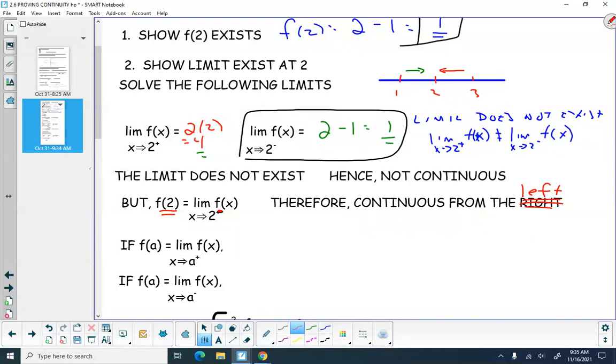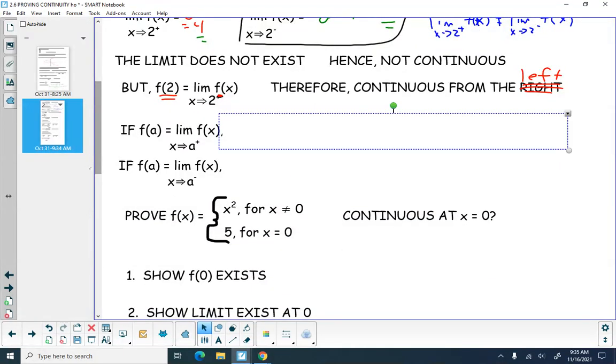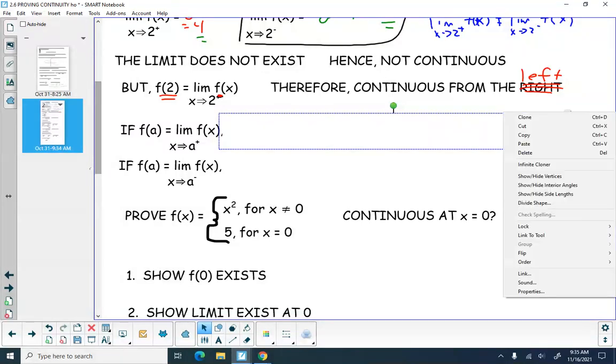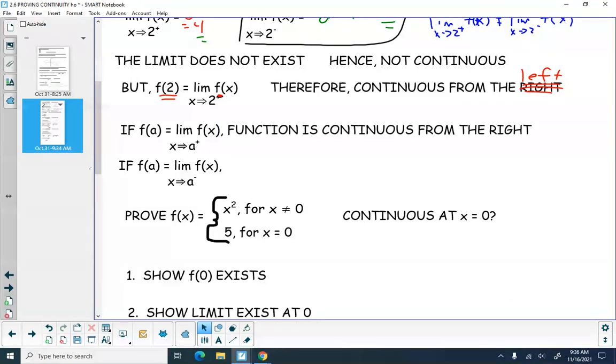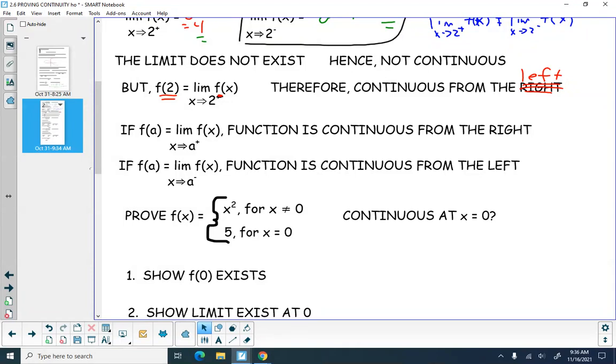So that gives us a second set of scenarios that could occur. If f of a is equal to the limit of f of x as we approach a from the right, we can say we're continuous from the right. Or we could do the exact same thing and say we're continuous from the left. So if our function value only equals the limit as x approaches a from the right or left, we can be continuous from that direction.